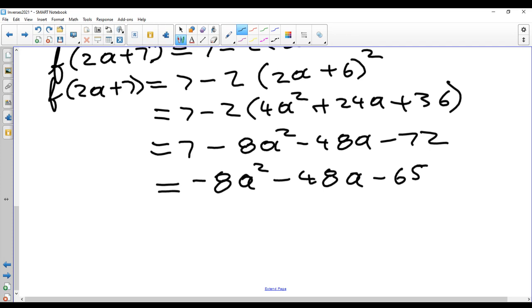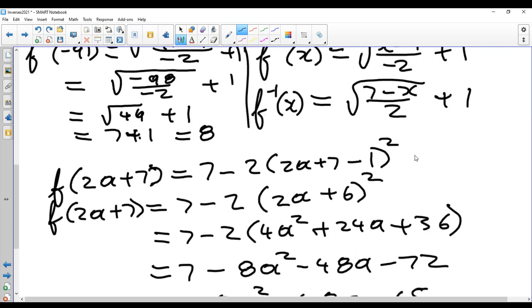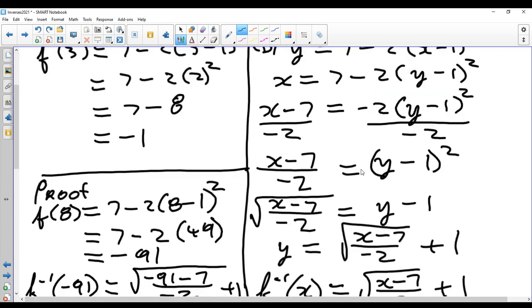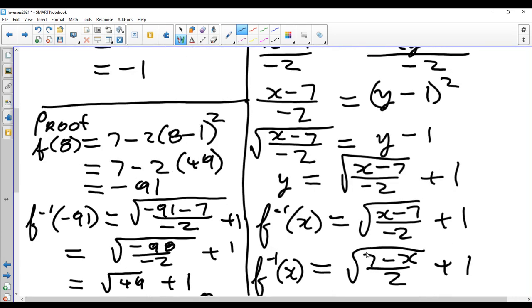How about putting that into the inverse function? It's simple. It's the same idea, right? We're just putting the 2a plus 7 into the inverse function. Here's my inverse function. It's the square root of, I changed it to this. So all you'd be doing is just putting it in here. And I don't think I want to go through all of those steps with you. I want to move on to the last question so we can get started on the classwork question, right?